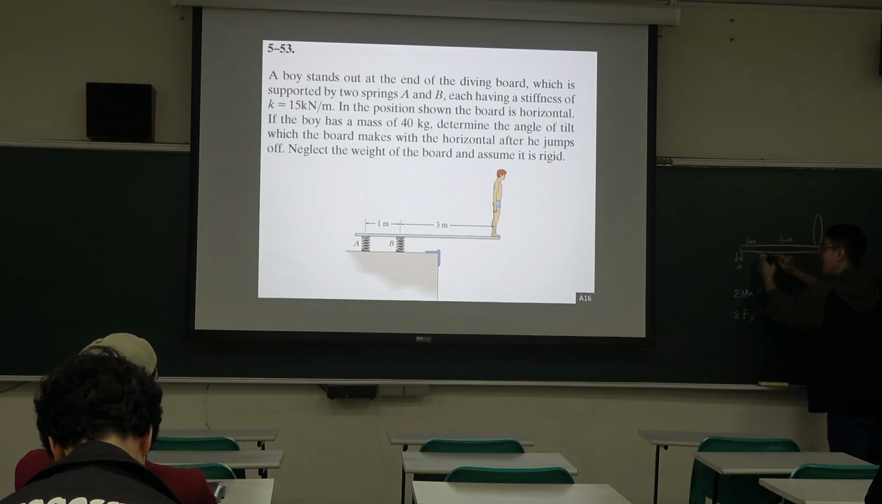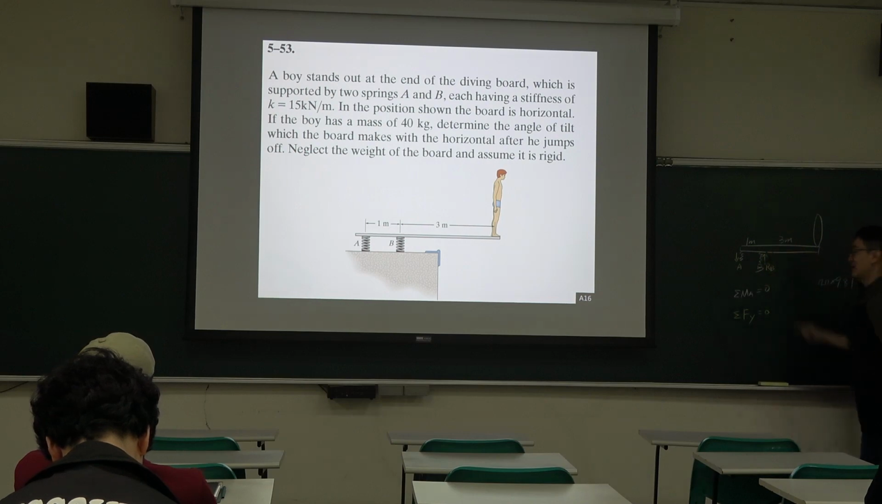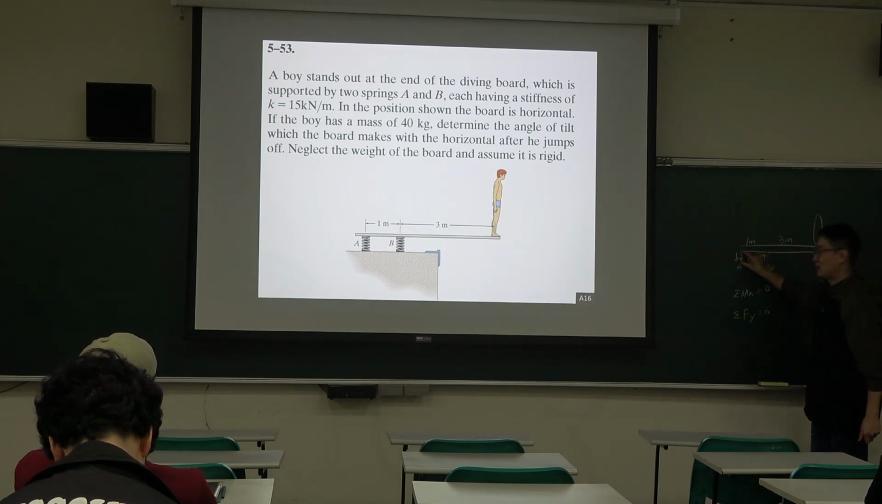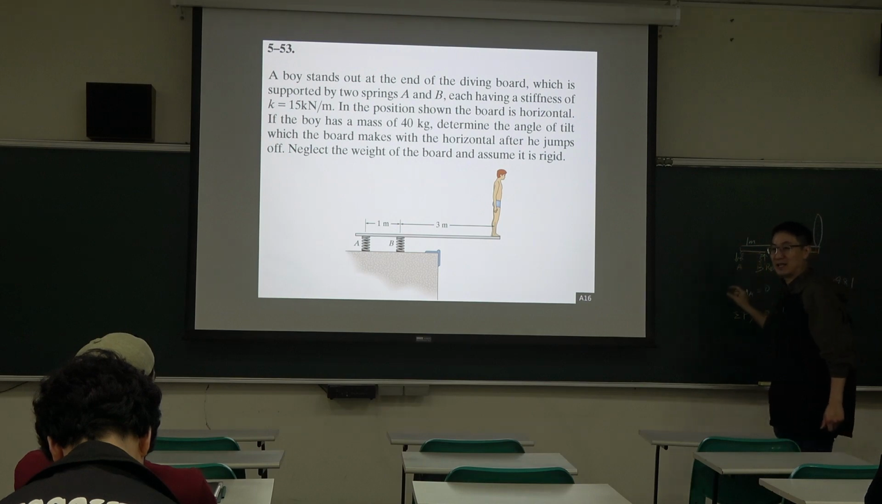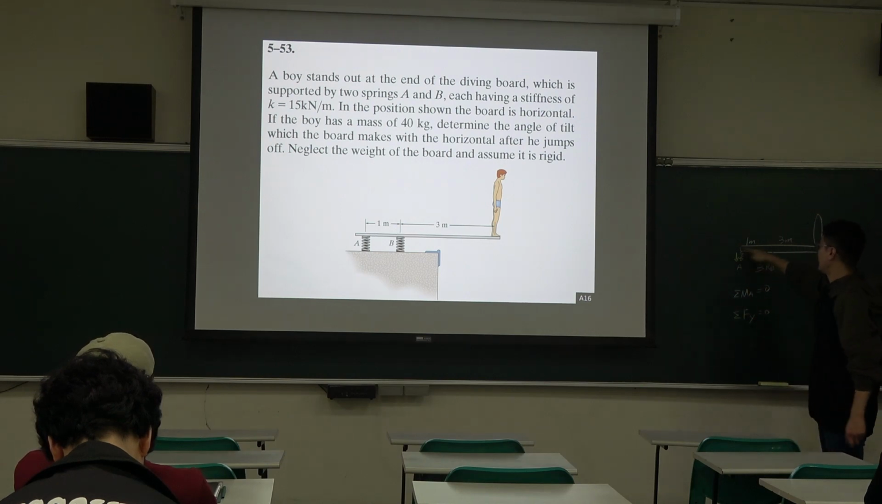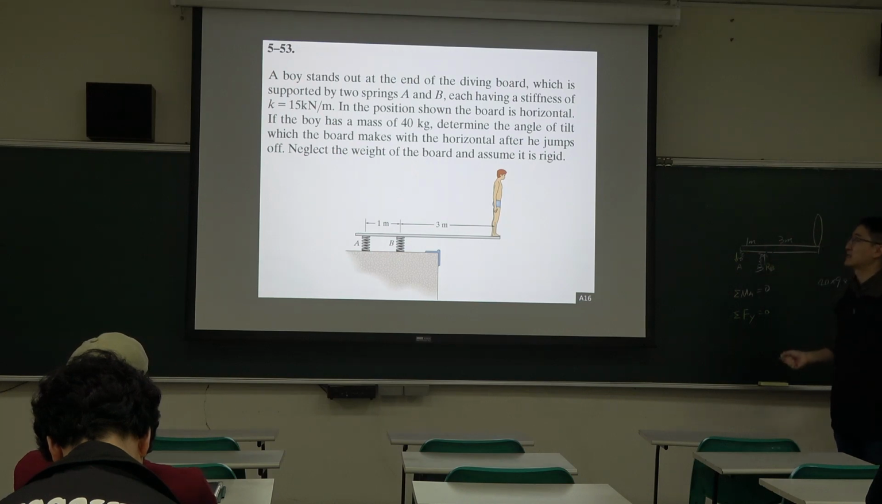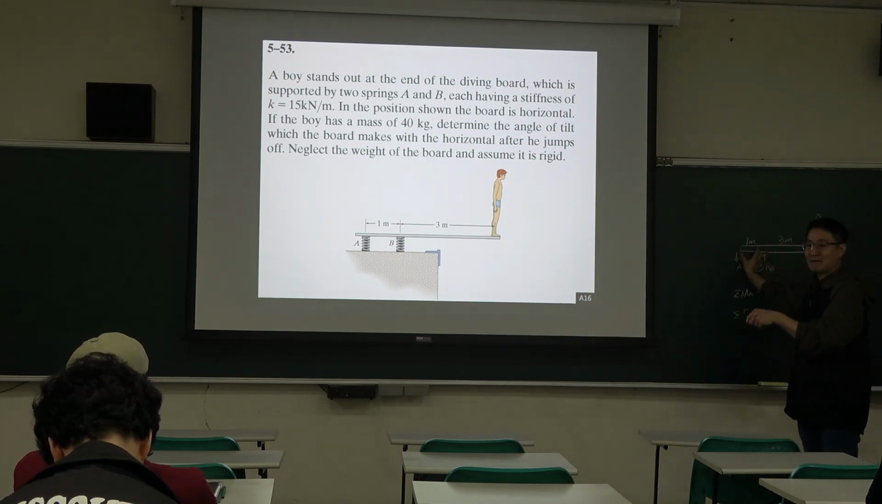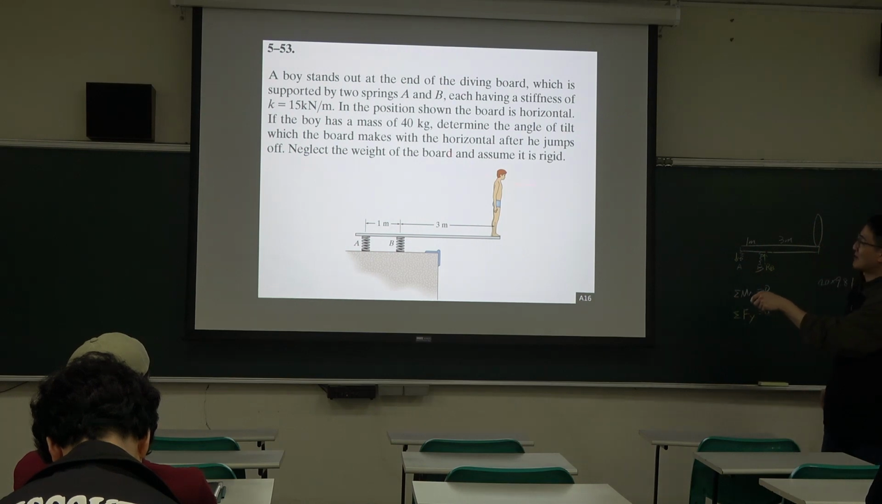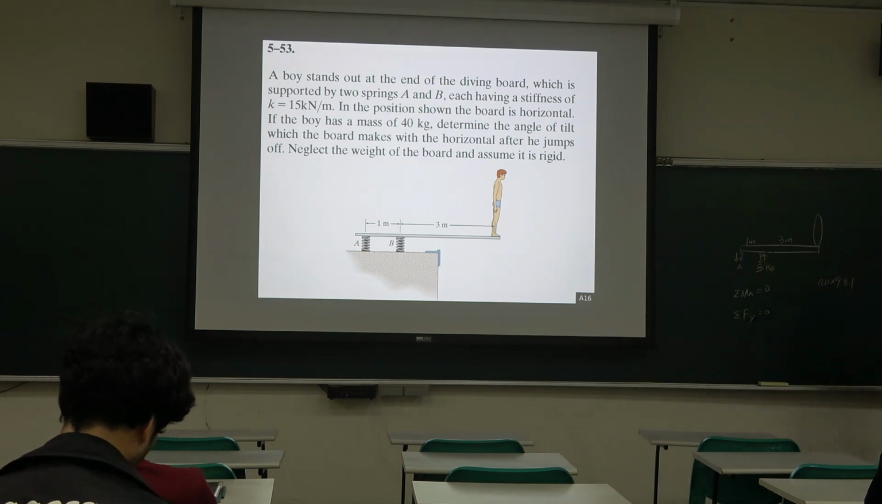So you can see it's bent. So the same thing. Previously, here is expansion, but after he jumps, it becomes compression here. So using this way, you know the loading here, you know the stiffness, and then you can work out the displacement for it. And you have displacement, you have distance, you can work out the angle. So that's the overall concept.